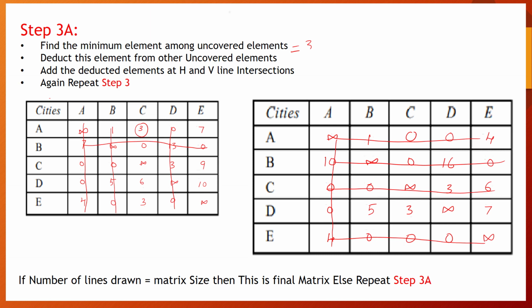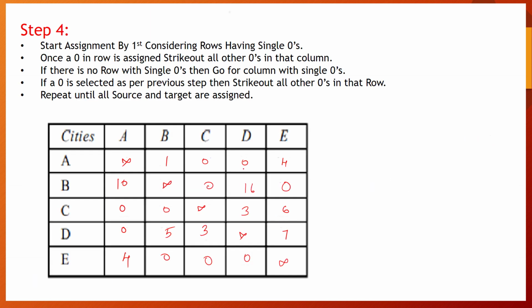So we have 5. So this is our final matrix. So we'll go for step 4. Here in step 4 we have the matrix from the previous step, which gave us the number of lines equal to the size of the matrix. So here we need to do the assignment, such that from A it will go to other cities, and at the end it will come back to A again.